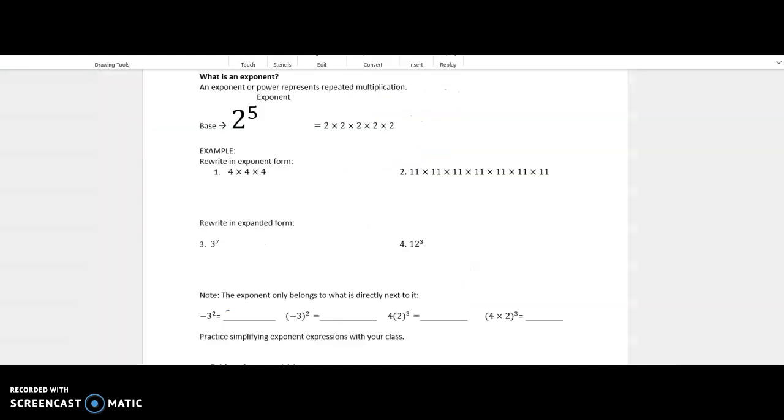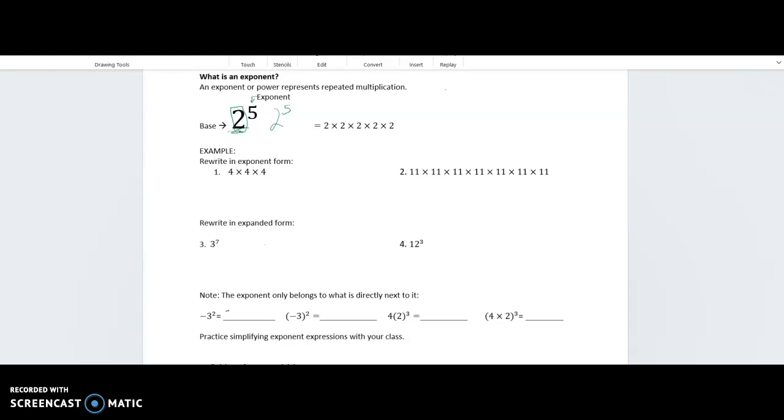Let's move on to talk about exponents. An exponent is just a power representing repeated multiplication. So we have 2 to the 5th here, and the base is 2. That's the big number. And then the little number up top, the 5 in this case, that's called the exponent. And 2 to the 5th represents 2 times 2 times 2 times 2 times 2. So we're multiplying 2 by itself 5 times. And that's how exponents work. Let's do some examples to make sure we understand that.